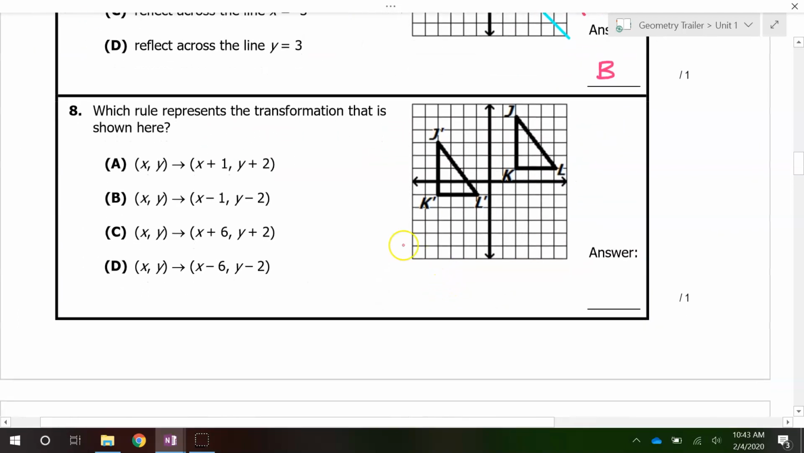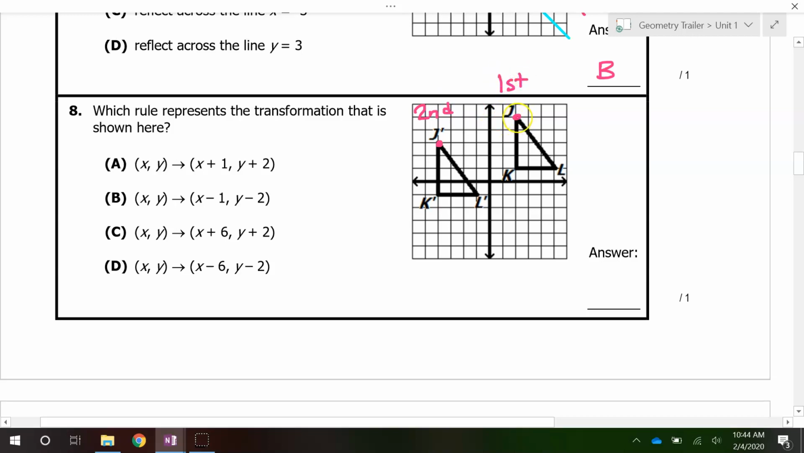All right, which rule represents the transformation that is shown here? I can tell by the choices that we're definitely talking about a translation, where this triangle has been slid over to the left and down. Be careful. Notice how this point where I just put the red dot is J, and this other point is J prime. The prime is the one that comes second. The one without the prime is the one that is first.